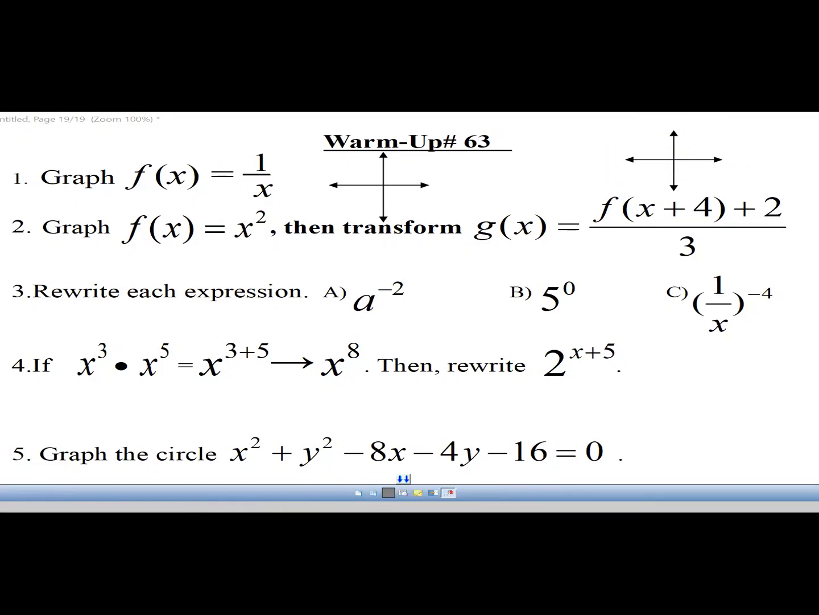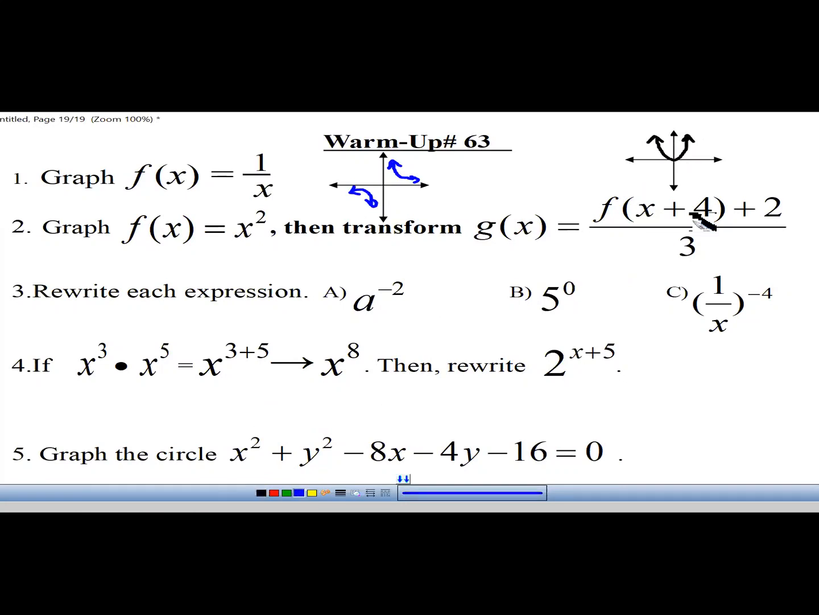All right, so let's see. For number 1, your graph for f of x equals 1 over x should look something like this. And hopefully you used the table, yes? To plot those points and graph, yes? Yes, Mr. Q. All right, good. Number 2, it says graph f of x equals x squared, so that's a parabola. It should look something like this.